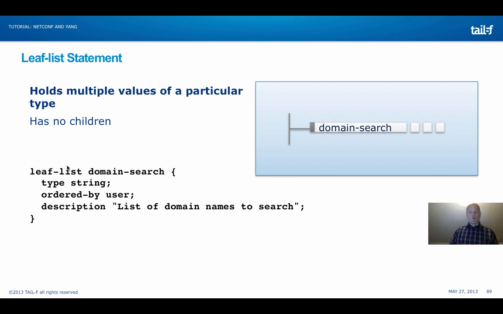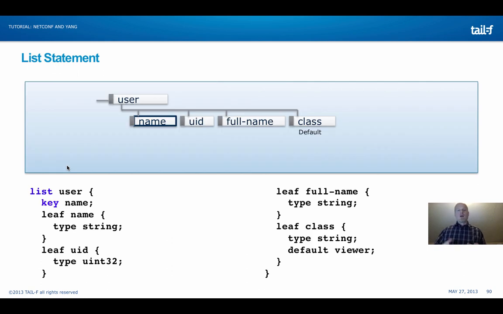Okay, so we talked about containers, leaves, and leaf lists. What about lists? A list of users, a list of interfaces. How are lists different from leaf lists? Well, lists can be of any structure. First of all, lists have elements of different types. You can consider them as tables to start with. We have a list of users. Every user has a name, a UID, a full name, and a class. And this is a simple list where you could mirror it with a table.